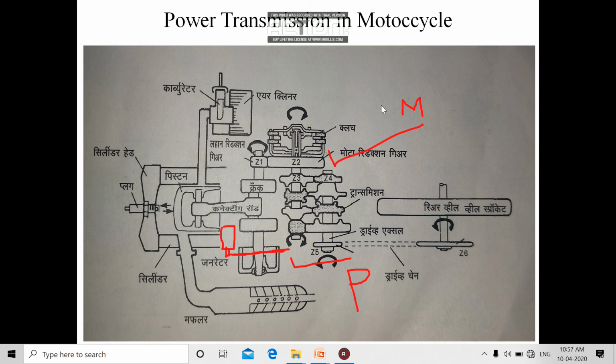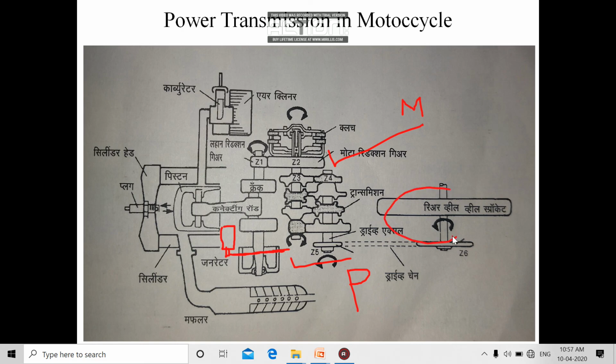And the third most important one is, whenever these both are not working, we have push start, or we can say dhakka start. Just engage one of the gears, sit on the vehicle and just push it. In that way the tire is supposed to rotate.